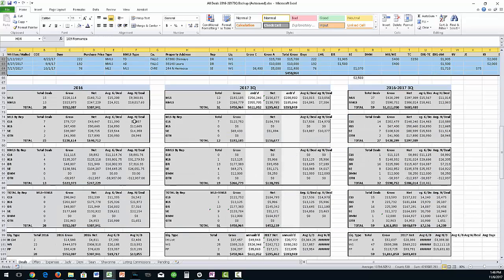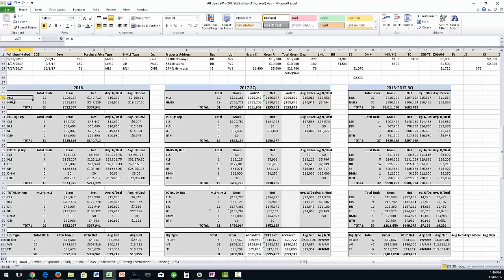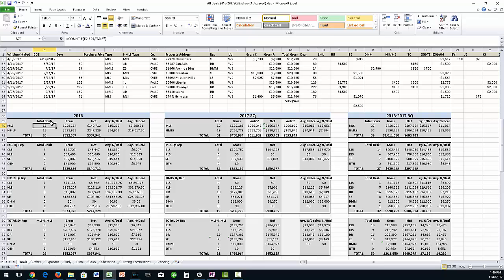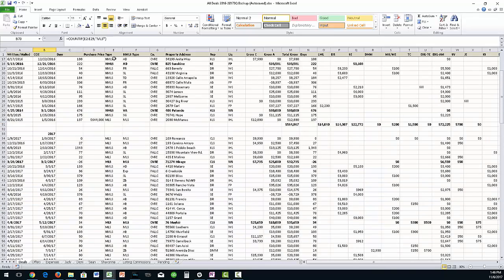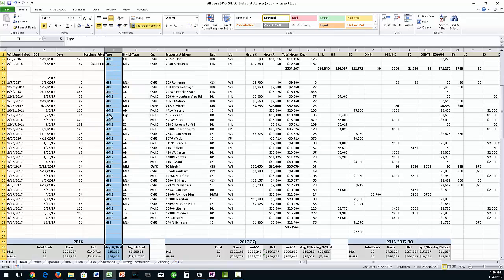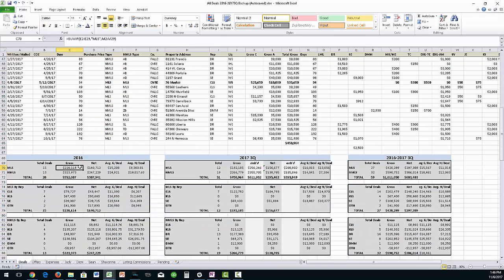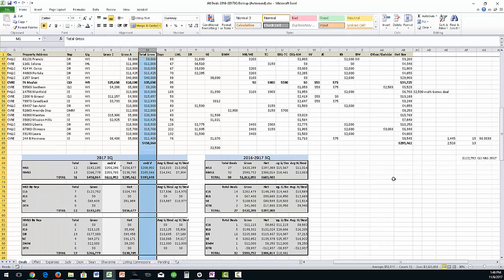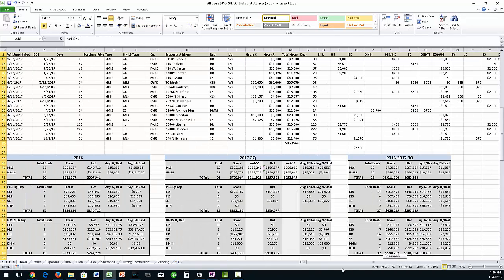For the outputs, what I'm looking for is MLS versus non-MLS. So total deals. This would be counting them based on the type, MLS or non-MLS. Gross, which would be column M, and then net, which would be net revenue. So the grand total, how did we do with the MLS? And the grand total, how many non-MLS? How many total deals? Gross, total net, average gross per deal, average net per deal.